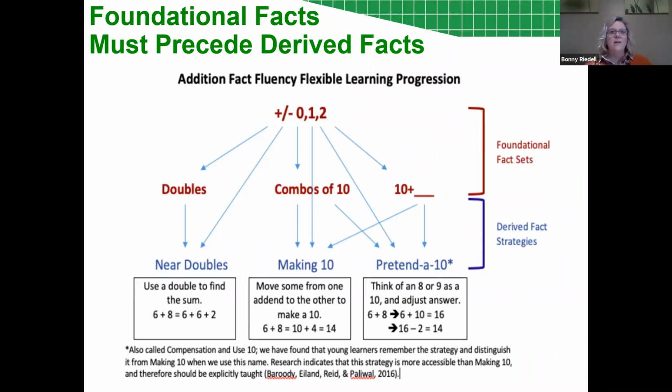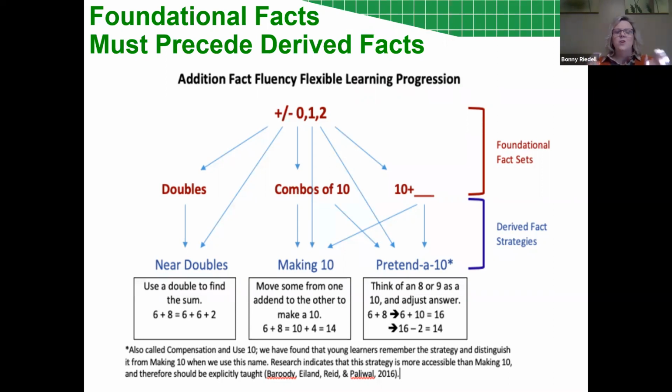So we're going to focus on the plus or minus 0, 1, and 2. Rekenreks, 10 frame cards, subitizing cards, all those are great to develop those foundational facts. Then students can move on to doubles and combos of 10 and 10 plus 1, and all those can be occurring all at the same time.